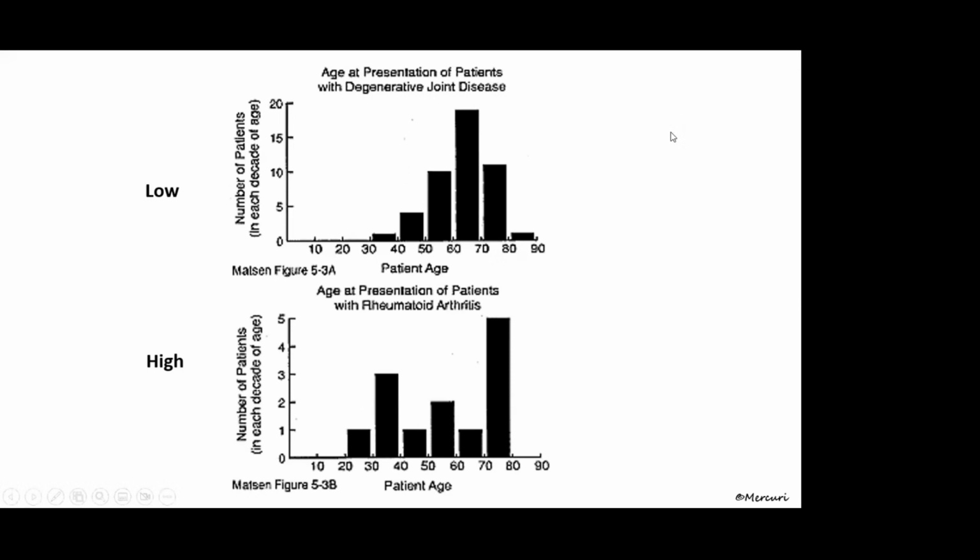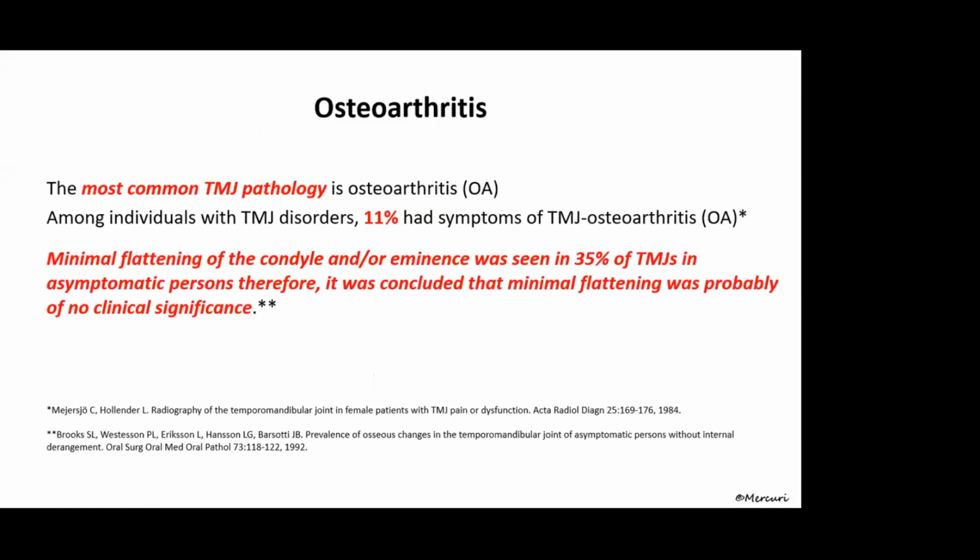And it's said that 40% of the population over the age of 40 have degenerative changes in their joints. Now, when we look at temporomandibular joint pathology, about 11% of the patients had symptoms of TMJ osteoarthritis. But when we look at the whole spectrum of patients, minimal flattening of the condyle or eminence was seen in 35% of the TMJs in asymptomatic patients. Therefore, it's concluded that minimal flattening was probably of no significance.